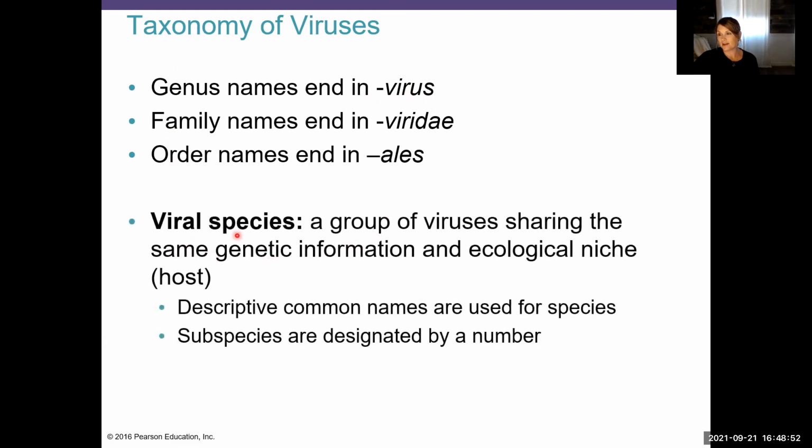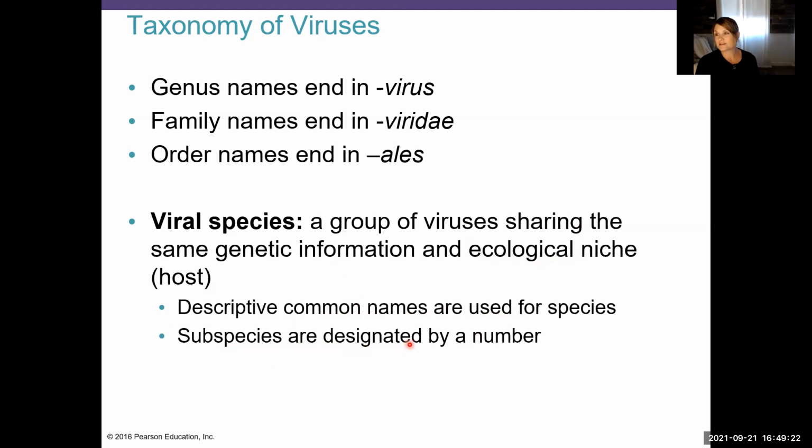But there are species of viruses. We'll call them that. So a species of virus is very similar to a species of any other living organism. It's a group of viruses sharing the same genetic information and ecological niche, or in this case, host. Remember, because viruses have to have a host. So they're sharing the same genetic information and the same place they live, their host. Descriptive common names are used for species typically, and subspecies are designated by a number.